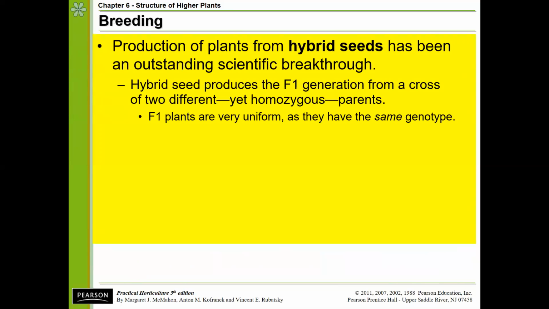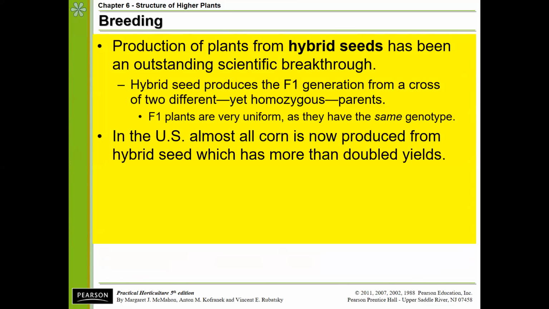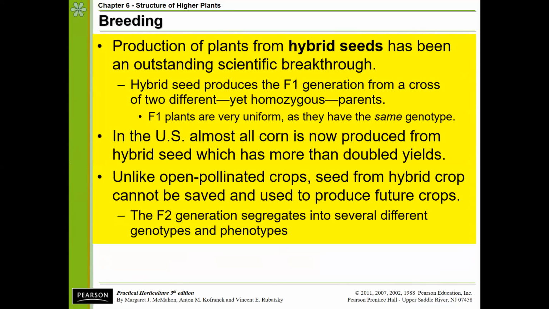Whenever we cross 2 different varieties or species of plants, we create a hybrid. And hybrids tend to be more vigorous than either of the parents. Hybrid seed produces an F1 generation that has 2 different yet homozygous parents. But then the F2 generation is going to be heterozygous, and there's going to be a lot of variation due to the segregation of these different genotypes and phenotypes in the plants.